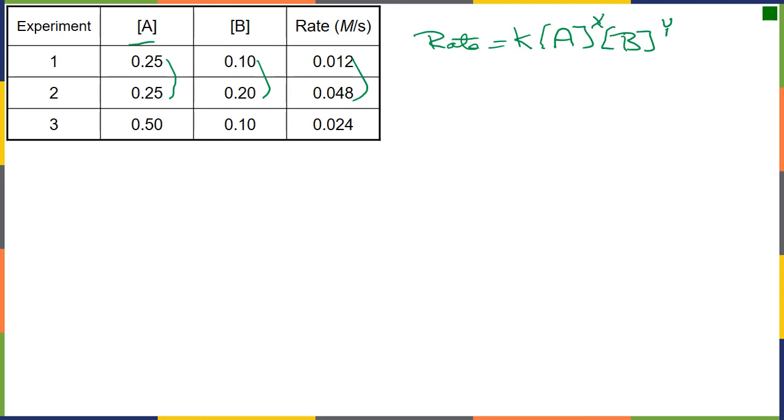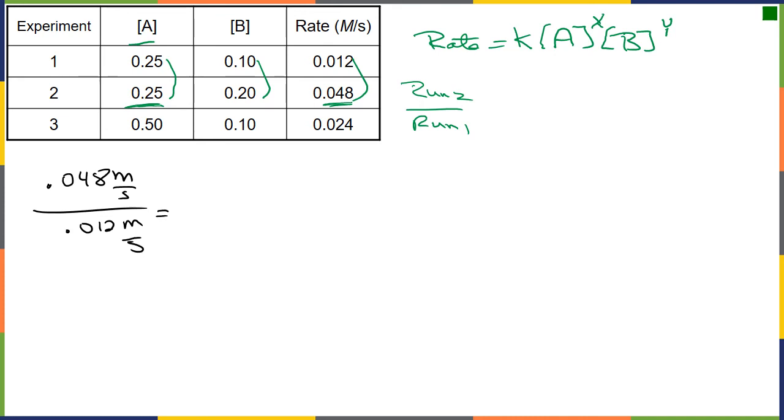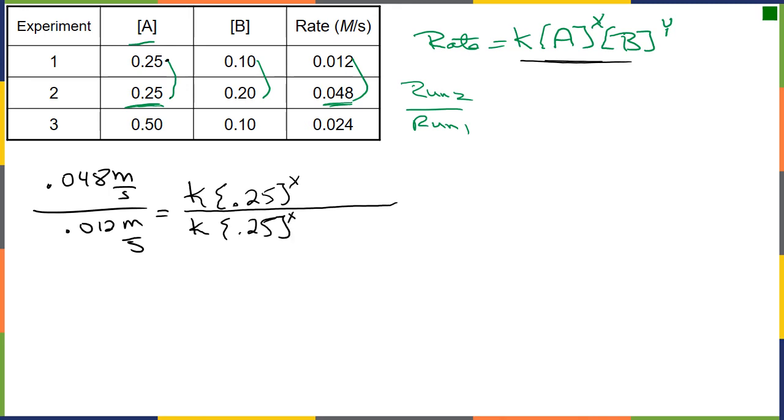So I'm going to compare run 2 over run 1. I'm going to do run 2 over run 1 because A is constant, and for B, I'm going to put the larger number on the top. So 0.048 molar per second divided by 0.012 molar per second. And again, plugging it directly into this, just putting the numbers in there. We don't have a value for K, so it's still going to be K. Plugging in the concentration for A for run 2, that's 0.25 raised to the X. It's constant, so it's 0.25 in run 1 as well. And then I'm going to go to the B value. The B value in run 2 is 0.20 to the Y over 0.10 to the Y.